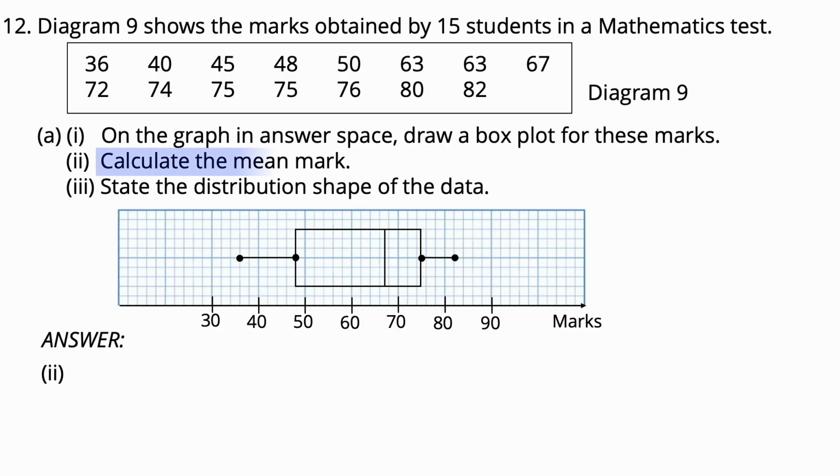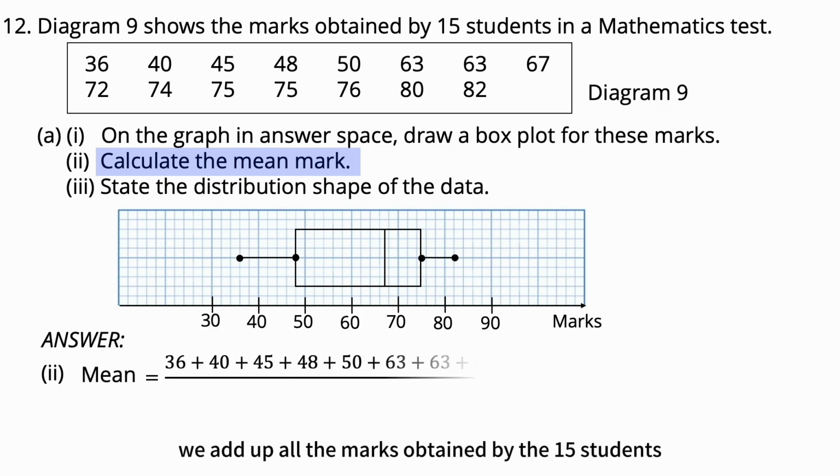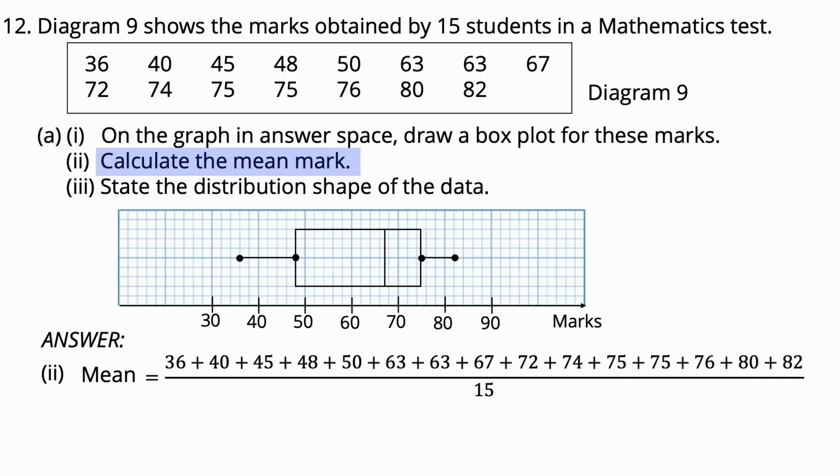Two, calculate the mean mark. The mean mark, also called the average mark, is the total of all the students' marks divided by the number of students. To find the mean mark, we add up all the marks obtained by the 15 students. Then, divide this total by the number of students, 15. So, the mean mark of the students is 63.07.